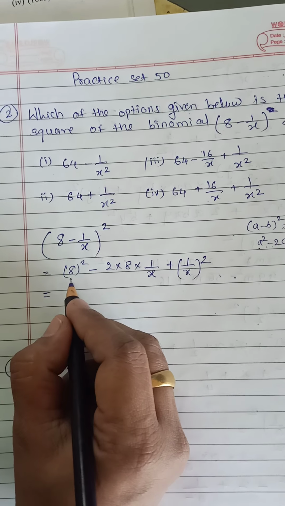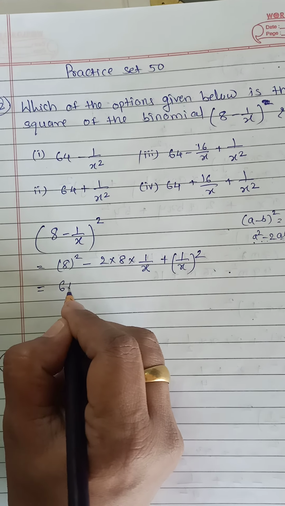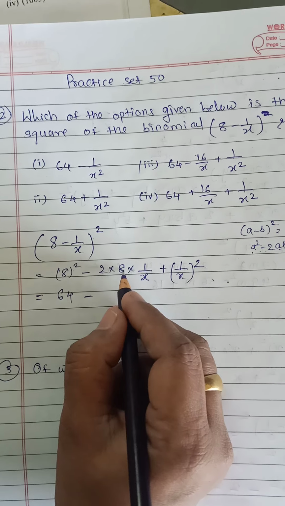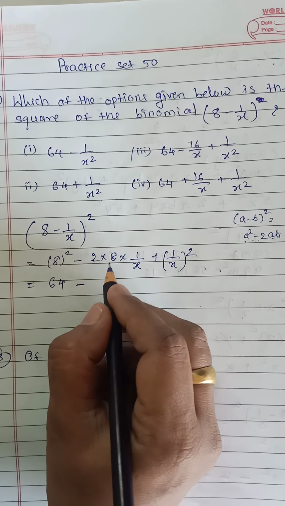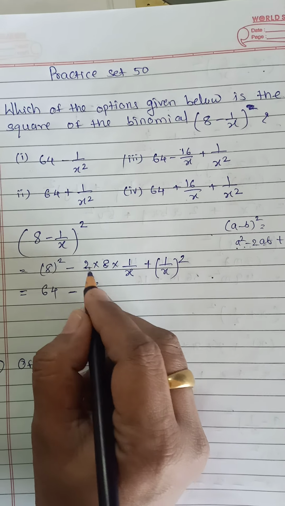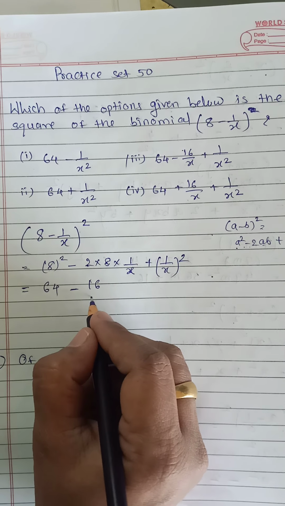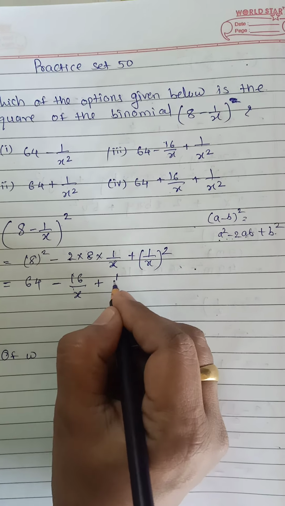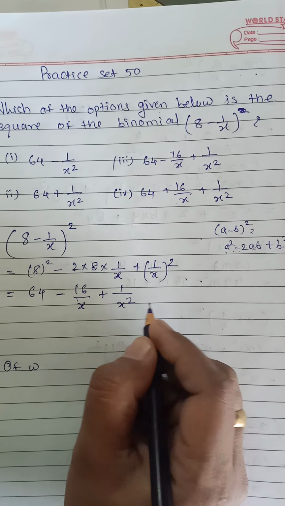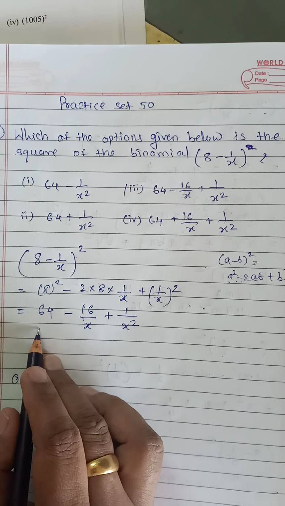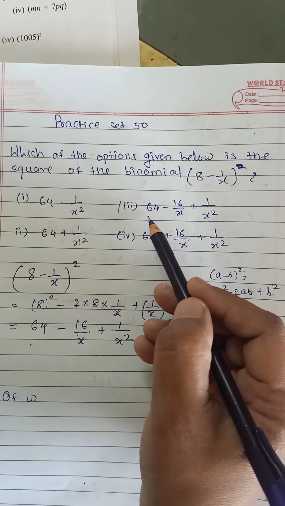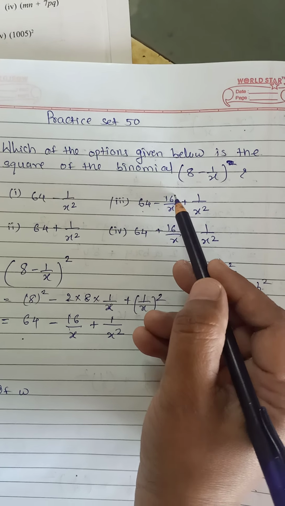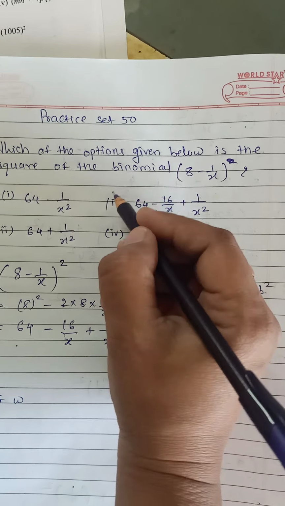Now the first term square is x square, minus 2 into x into 1 upon x, plus 1 upon x square. Both the numbers are in the numerator, so we will multiply. So this is the right answer, and the correct option is the third: x square minus 2 plus 1 upon x square.